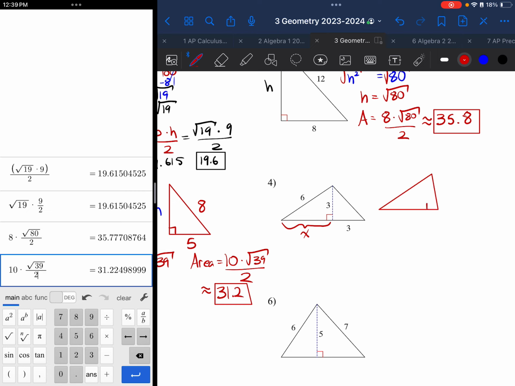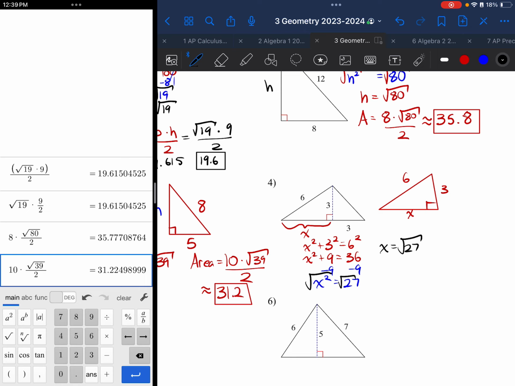It's that right triangle, where we have a 3 and a 6 and an x. So I'm going to say that x squared plus 3 squared is going to equal 6 squared. Therefore, x squared plus 9 is equal to 36. Then I'm going to subtract 9 to get x squared is equal to 27. And then from there, I'm going to square root everything, and x is equal to the square root of 27.